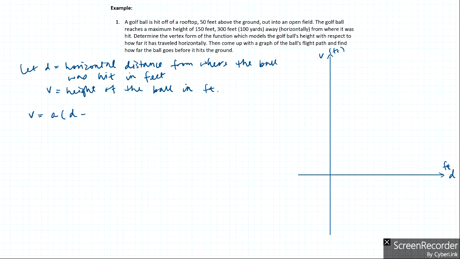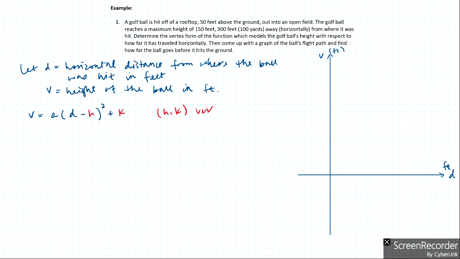And we can do d minus h, squared, plus k. I left h and k in red to indicate that's what we want to find in terms of the vertex. And also a is going to be something we'll need to find next. But let's start from h, k. h, k is going to be the vertex.